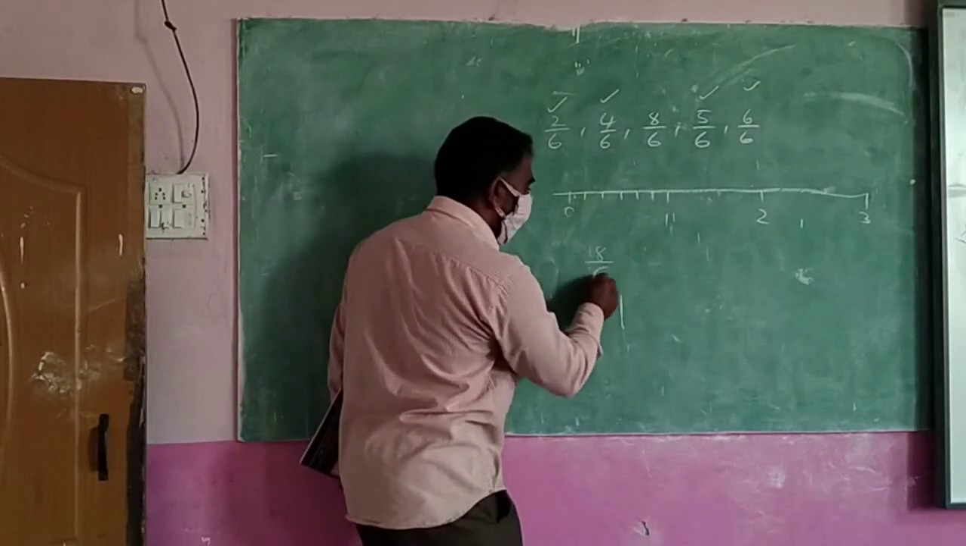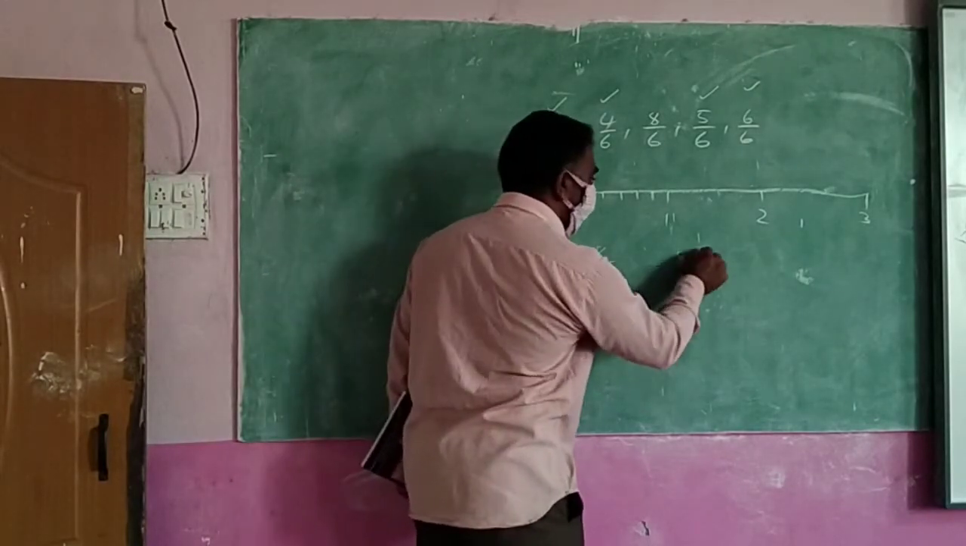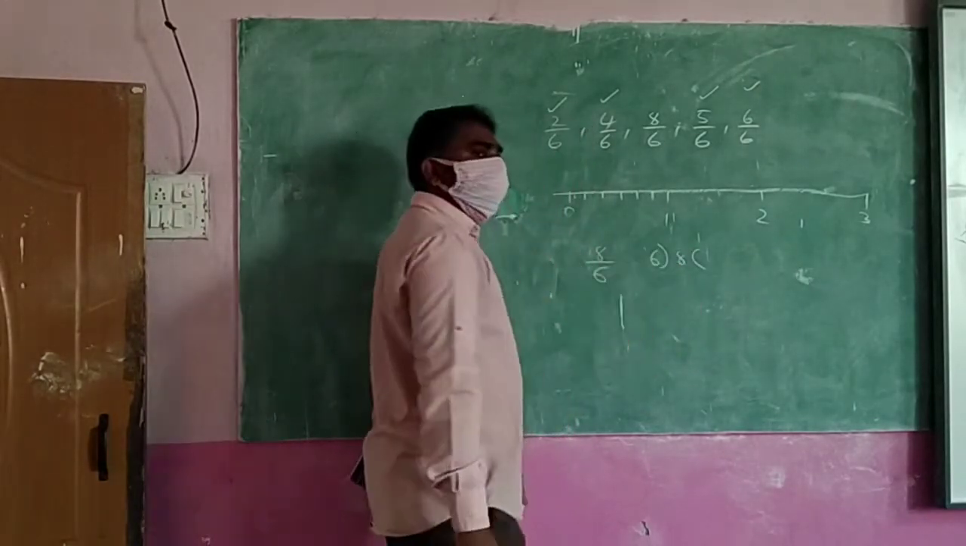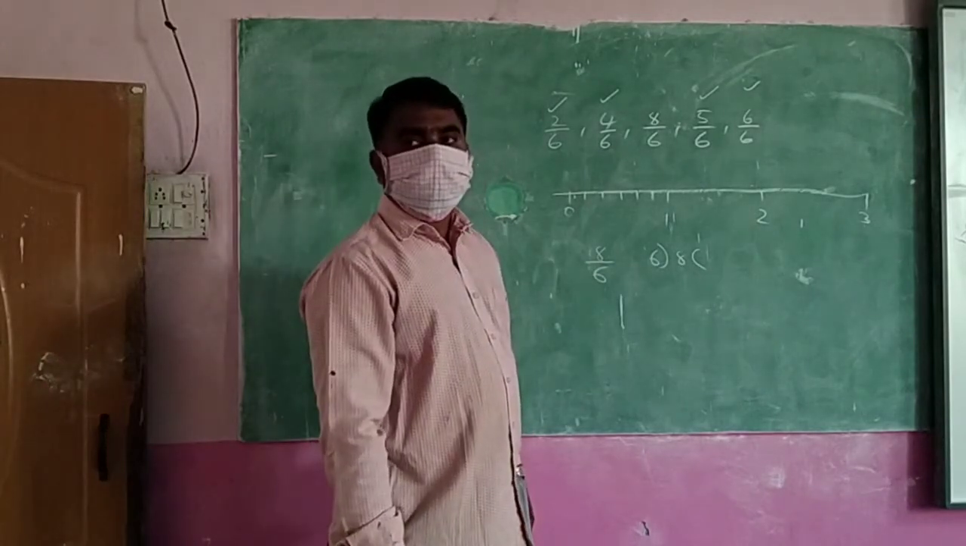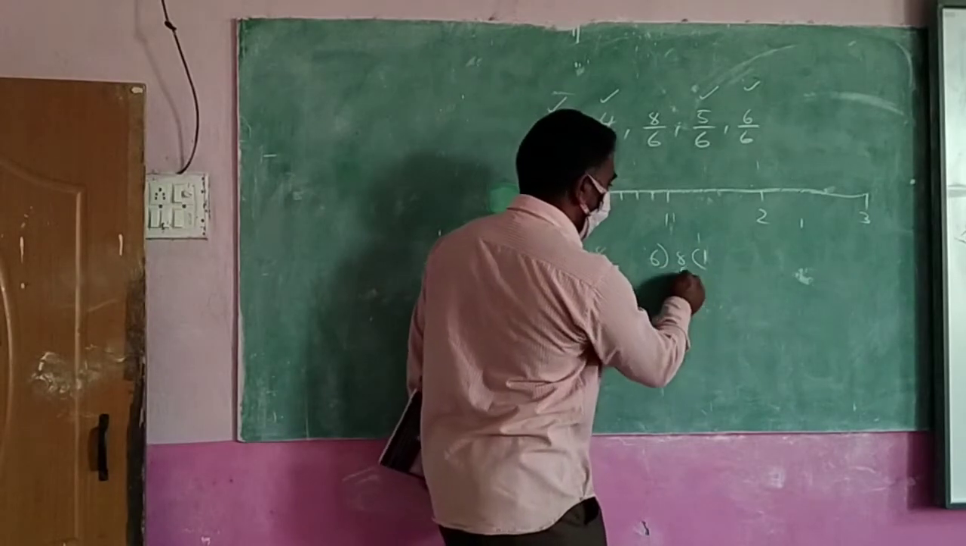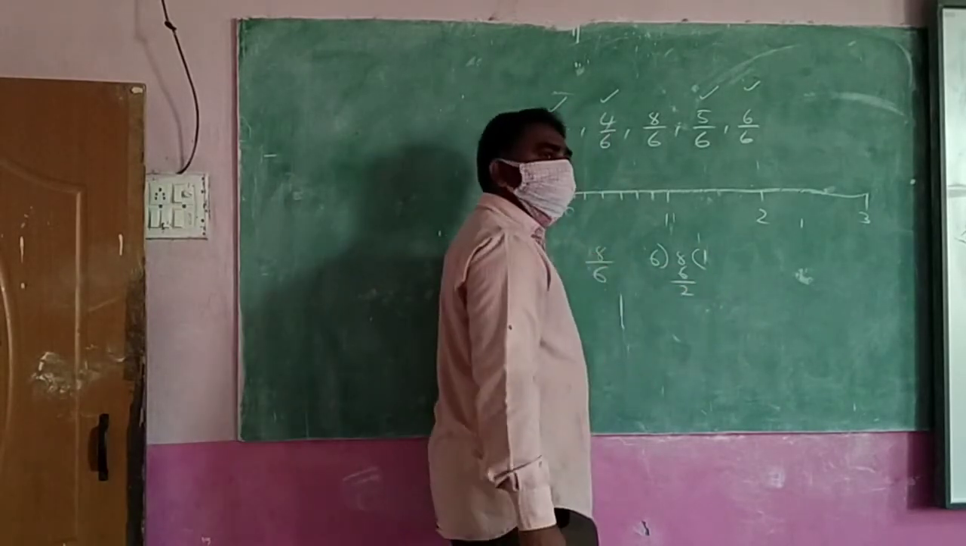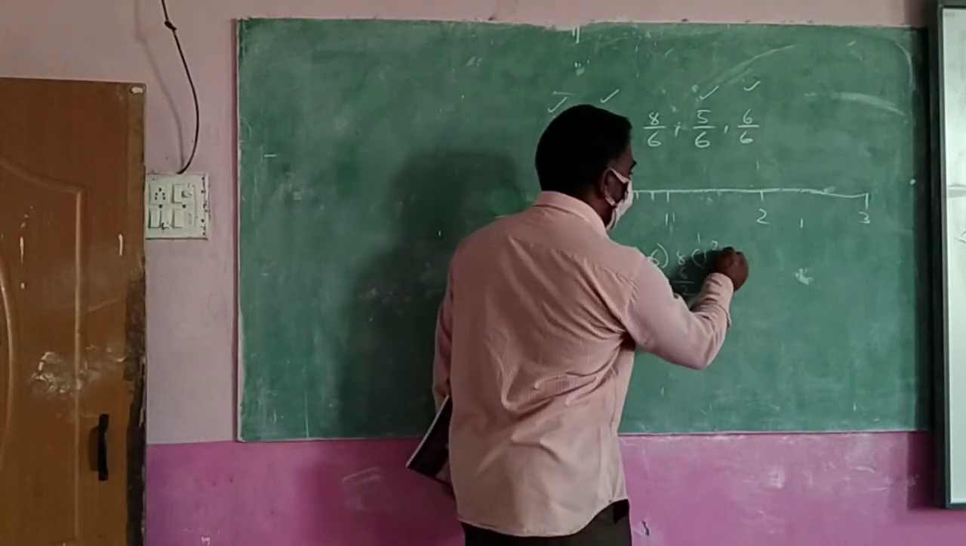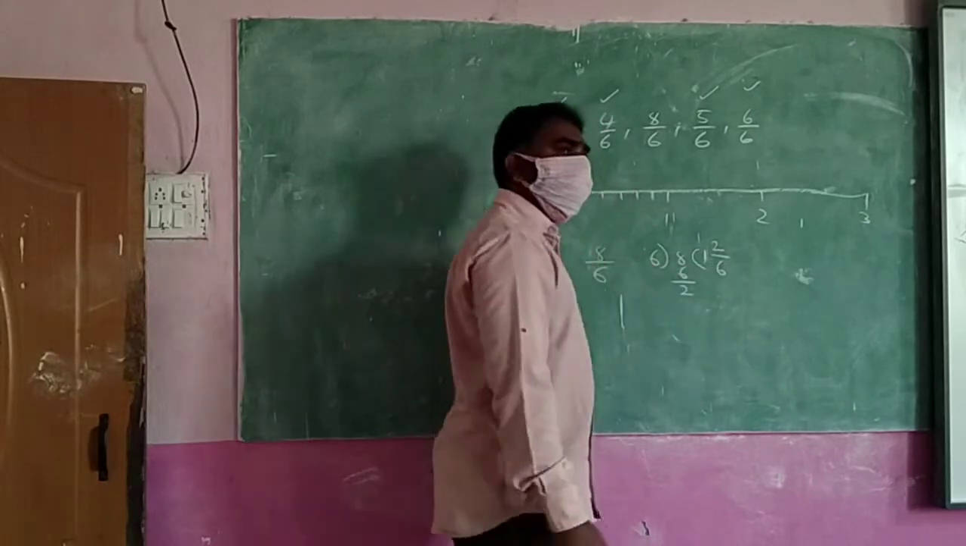We have to convert it into a mixed fraction. How do you convert? You know the method. We will do the division to convert into a mixed fraction. 6 ones are 6. What is the remainder? 2. Then what will you write? 2 here, and by 6 you will write now.